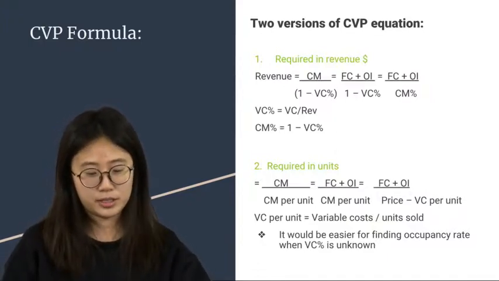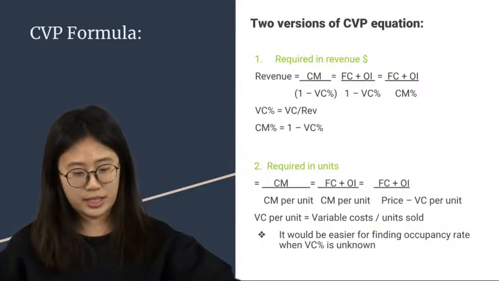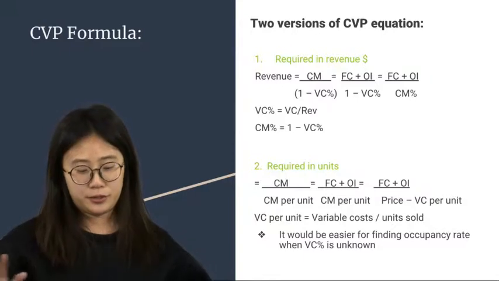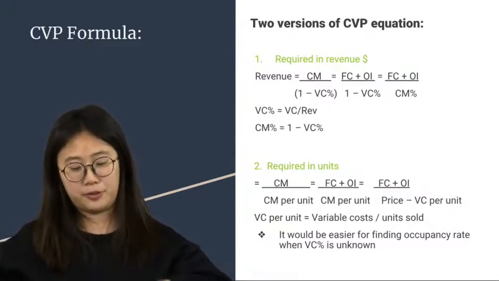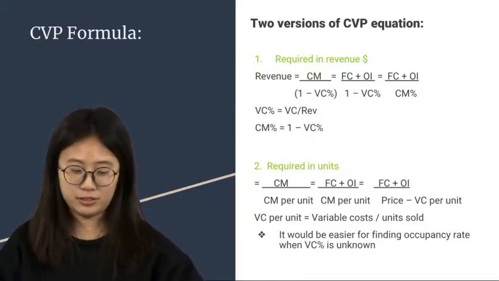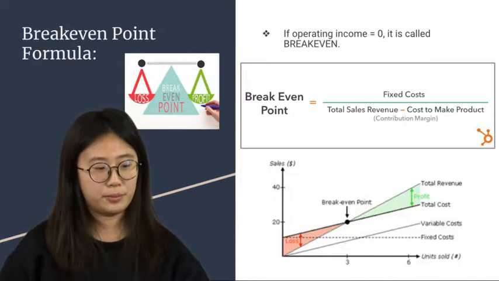The second one is based on the required units. In this situation, it is easier to find the required units when the variable cost percentage is unknown. And the last one is the break-even point formula.